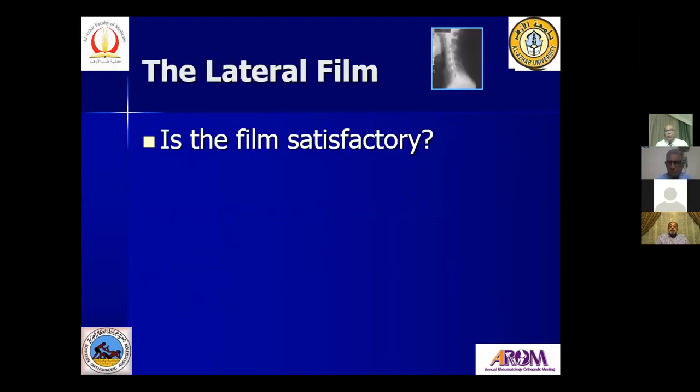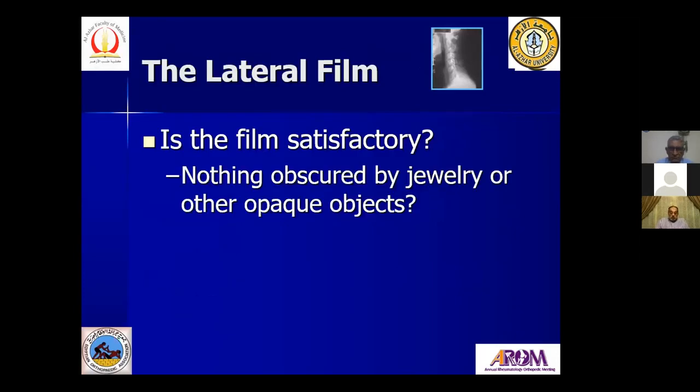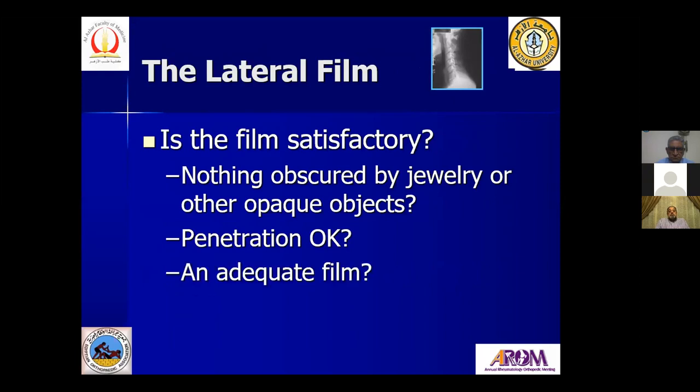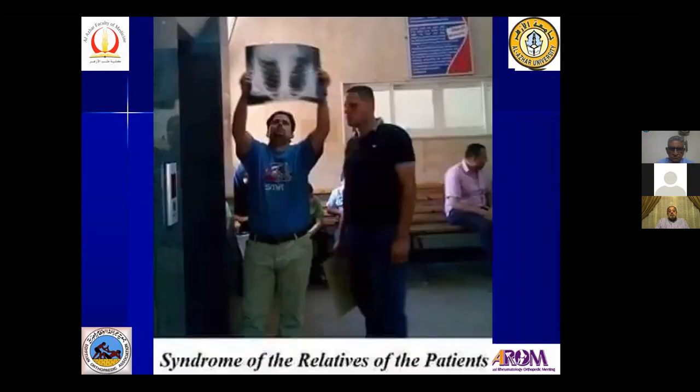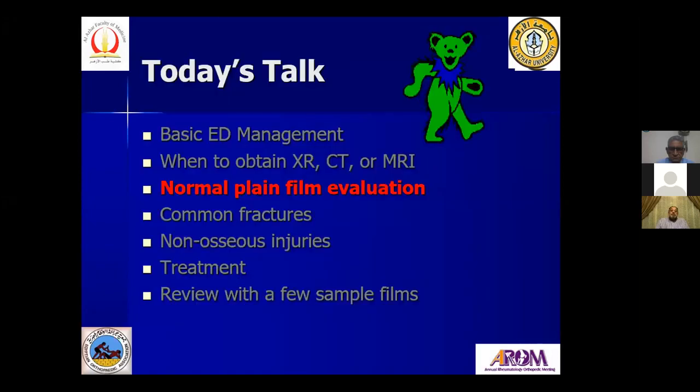The lateral view film is very important. It is classified as adequate when nothing is obscured by jewelry or other opaque objects, with good penetration, adequate resolution, and an adequate film. And always think about the relatives of the patient. Normal plain film evaluation is very important.